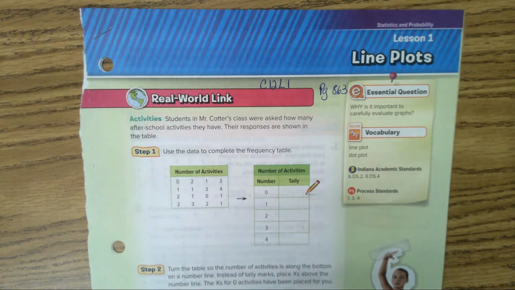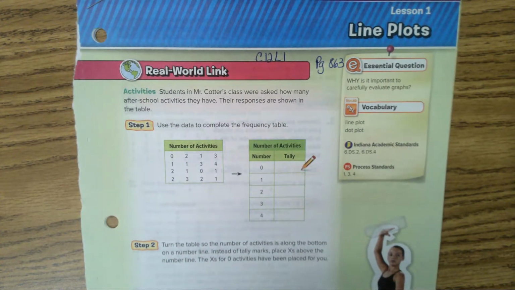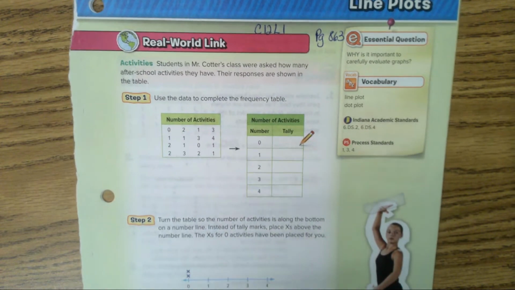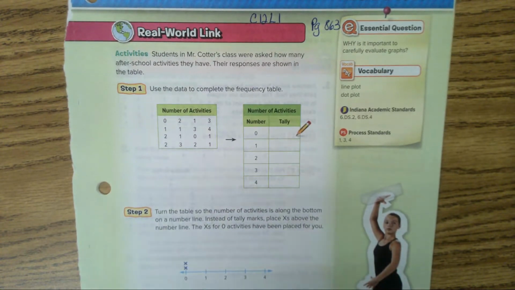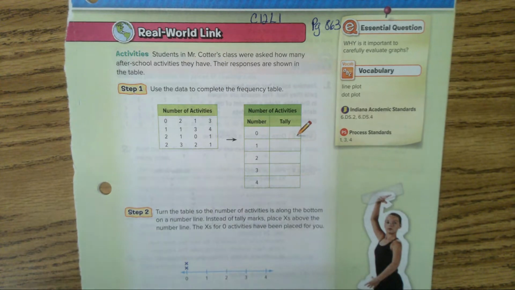It says, students in Mr. Cotter's class were asked how many after-school activities they have. Their responses are shown in the table. Use the data to complete the frequency table. Does everyone know how to do tally marks? Thumbs up. I'm assuming that's okay. So let's make tally marks here.